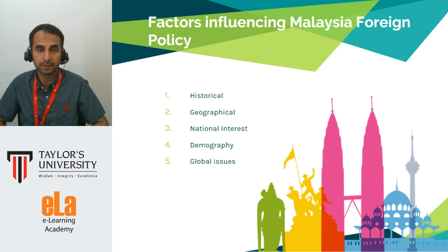Number four, demography. What we mean by demography is the similarity that we have with other countries. For instance, why we have a very close relationship with the Middle East countries, because these countries, including us, are known as Muslim countries, where Muslims are the biggest group of people in the country. And why we have a good relationship with Brazil, for instance, because we have a similarity in terms of the nature or background of equatorial countries. And the last one is global issues.